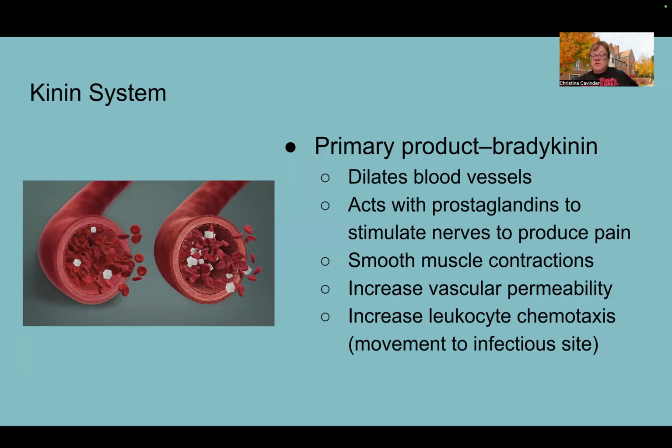Chemotaxis means that you're moving something in the body, some kind of movement. So this is movement of the leukocytes to the infectious sites. So that's what bradykinins do. They allow the blood vessels to dilate, then produce pain, contract, and then permeability so that those leukocytes can get to the infectious site.